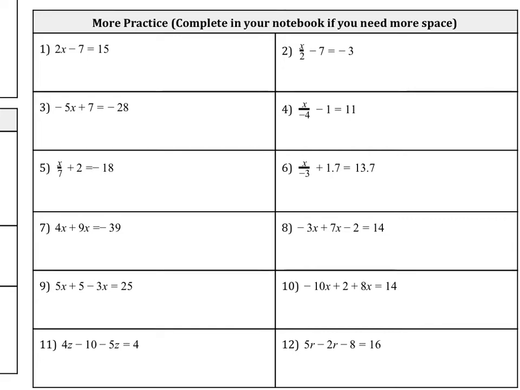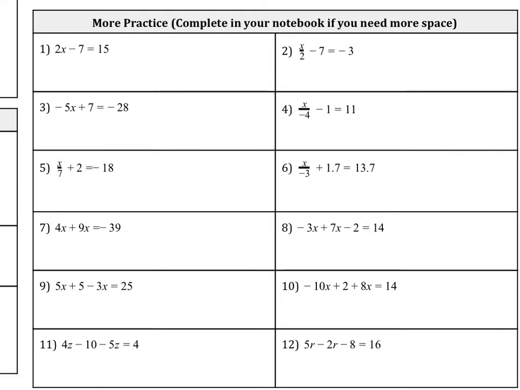Chapter 1.2 Solving Multi-Step Equations. More practice. I'm going to solve all the odd numbers so that you can follow along and do the even numbers by yourself. So number 1 is 2x minus 7 equals 15.